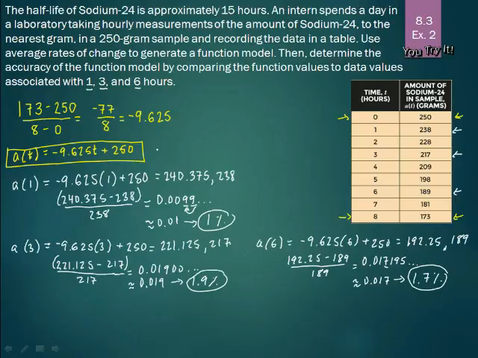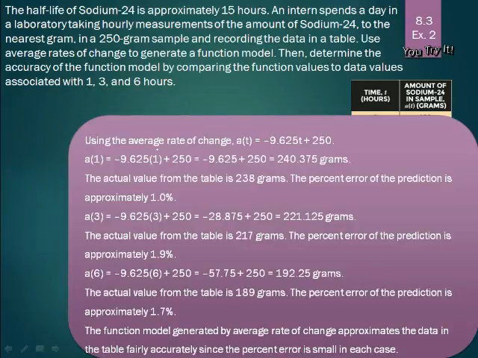Let's go ahead and summarize. Using the average rate of change, A of t equals negative 9.625 t plus 250. A of 1 equals negative 9.625 times 1 plus 250, equals negative 9.625 plus 250, equals 240.375 grams. The actual value from the table is 238 grams. The percent error of the prediction is approximately 1%.